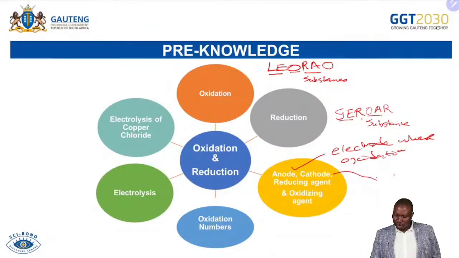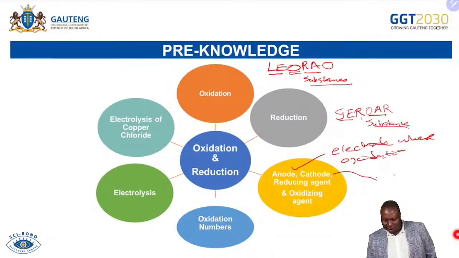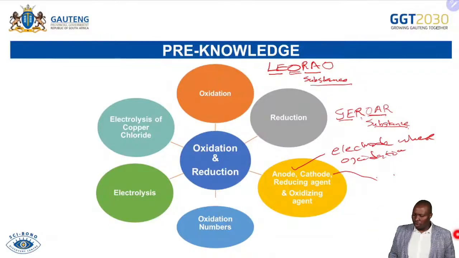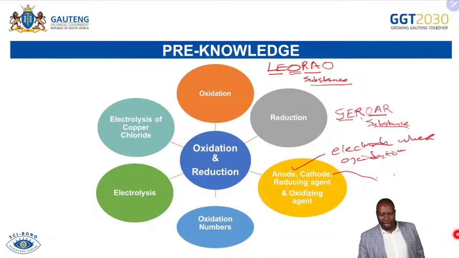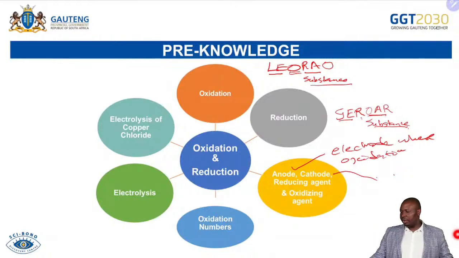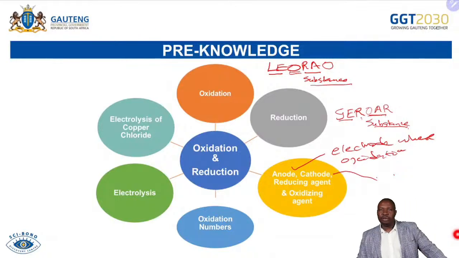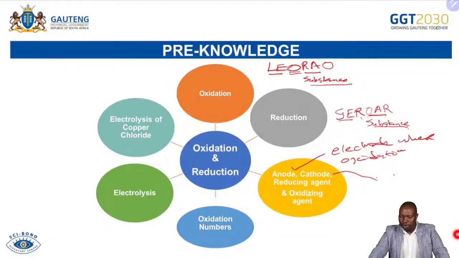What is a reducing agent? Already we said it's a substance that undergoes oxidation. What is an oxidizing agent? It's a substance that undergoes reduction, or a substance that gains electrons. So all those equations and the issue of oxidation numbers, always remind yourself. We have all those processes as the pre-knowledge that you had when you came to grade 12.